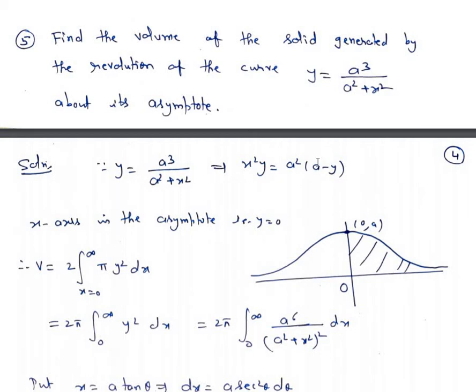Now this curve is rotated about the asymptote, meaning it is being rotated about the x-axis. So we find the volume generated by this portion and then multiply it by 2. So the volume is given by 2 times ∫ from x = 0 to ∞ of πy² dx, which is 2π ∫ from 0 to ∞ of y² dx. Put the value of y² from here, we have 2π ∫ from 0 to ∞ of a⁶ / (a² + x²)² dx.